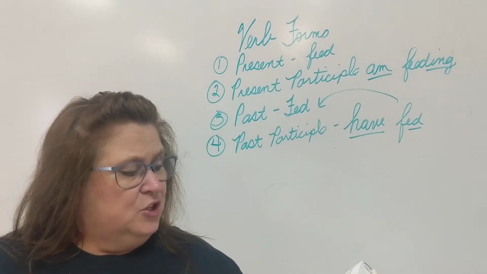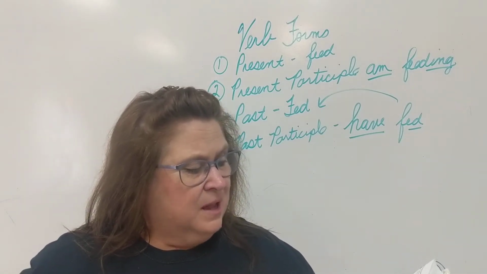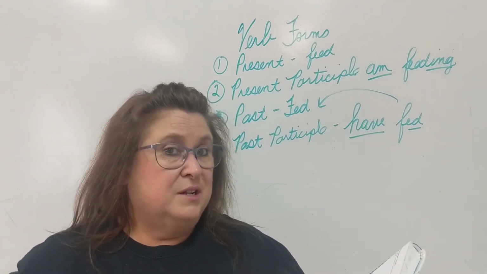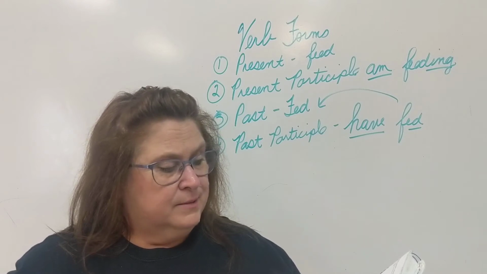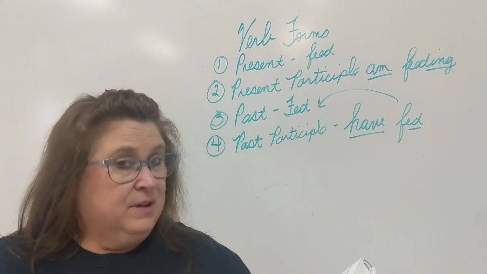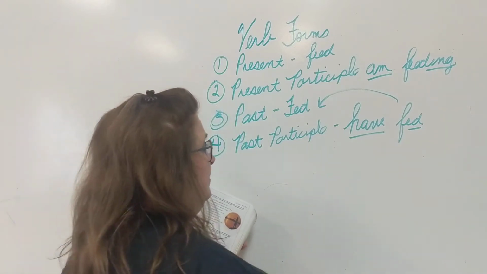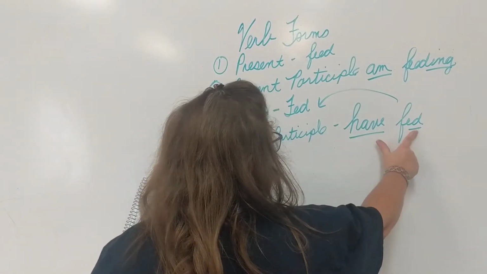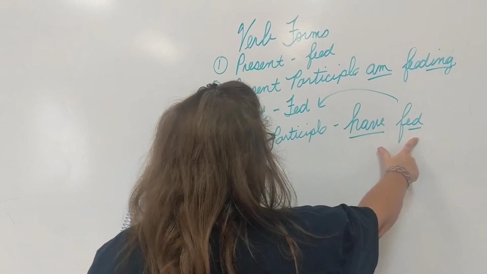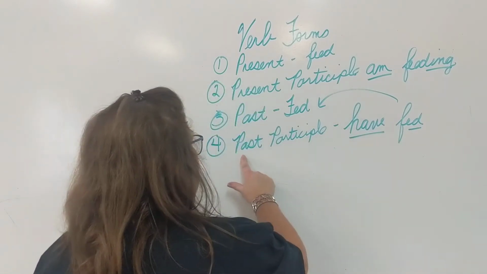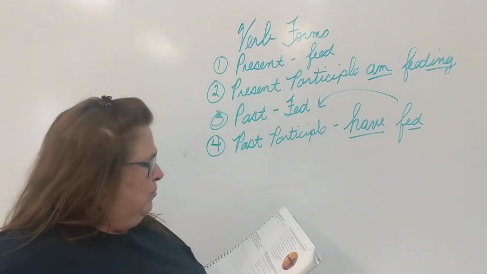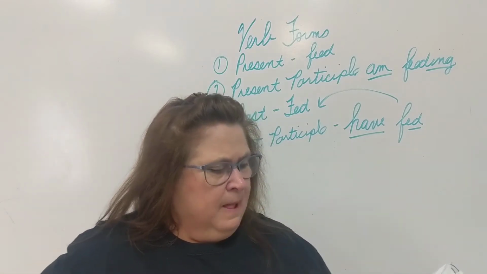I have visited Europe several times. Have visited is our verb that is underlined. Have is a helping verb. Visited ends with ed. So that is a past tense verb with a helping verb in front of it. That makes it a PP or past participle.